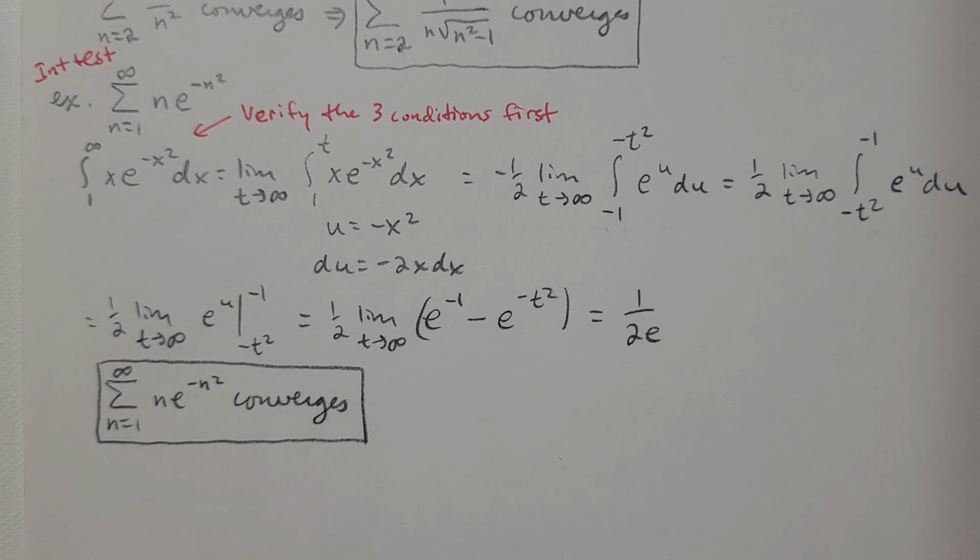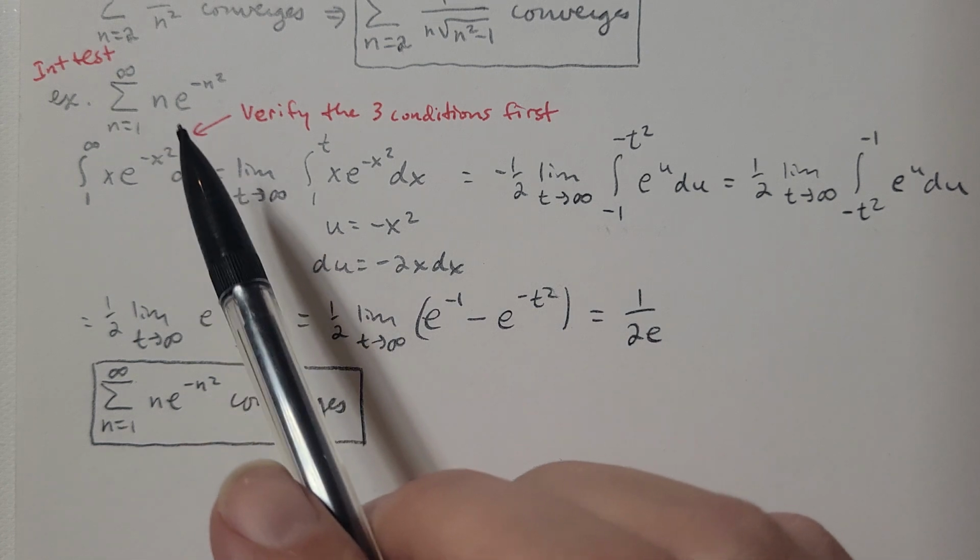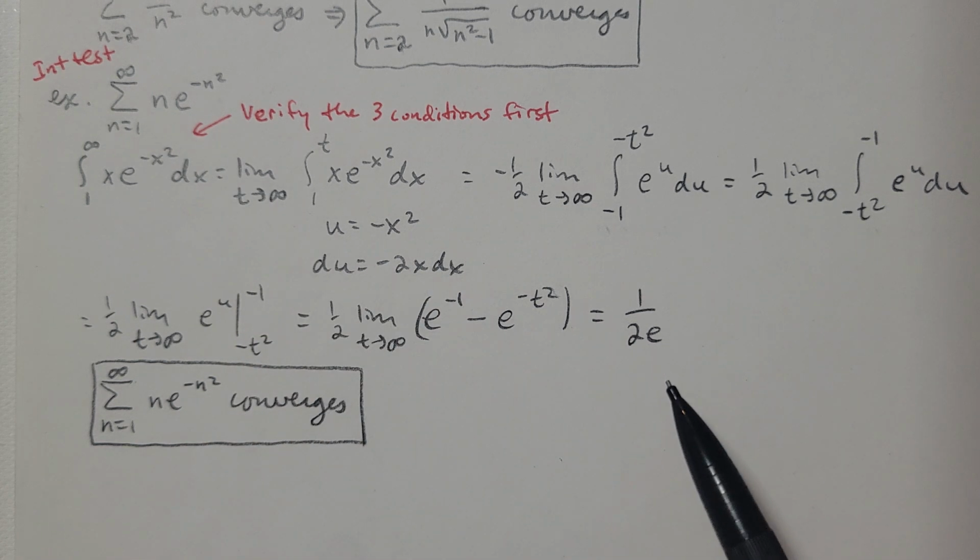Okay, now remember that I don't know if the series converges to 1 over 2e. It doesn't, by the way. But I only know that it converges. Okay, so I'm using the integral test there.